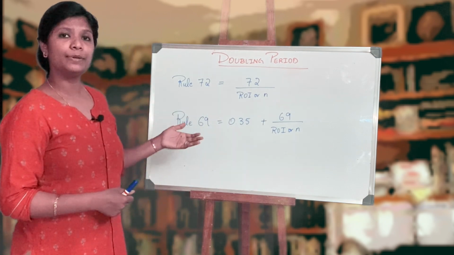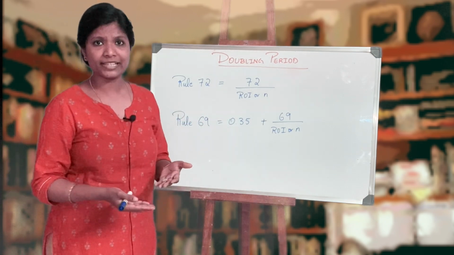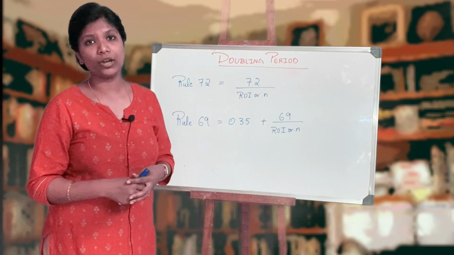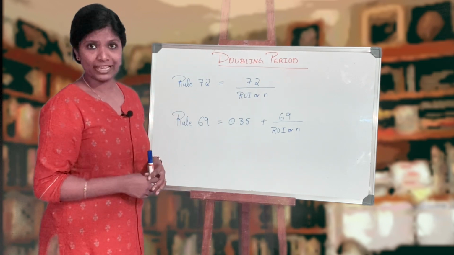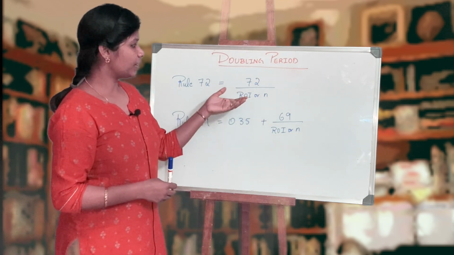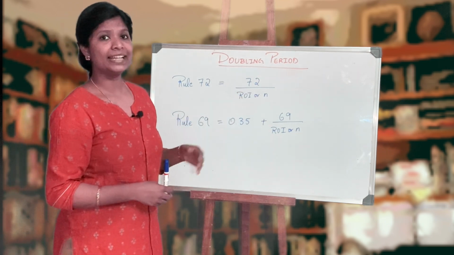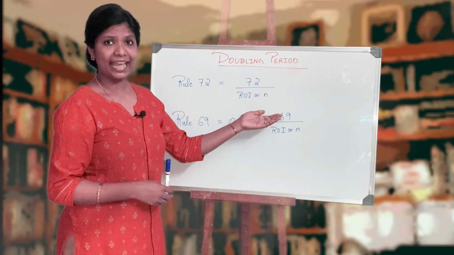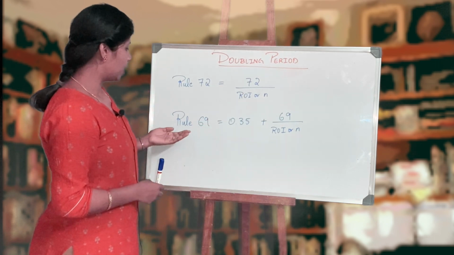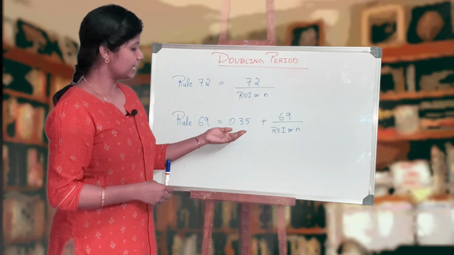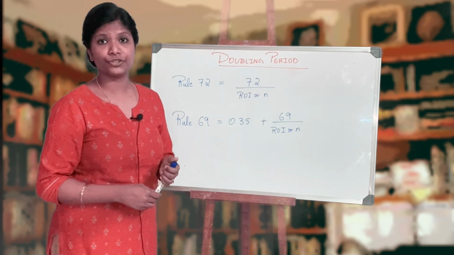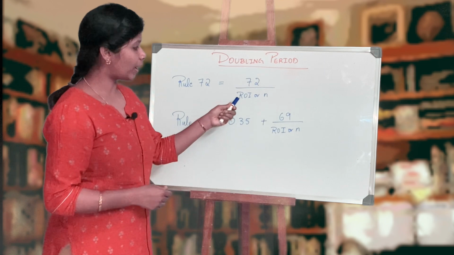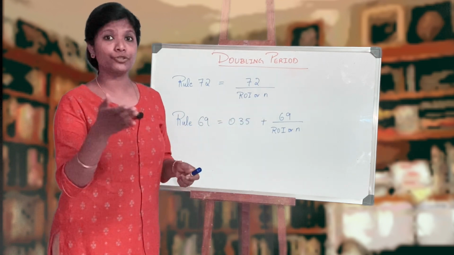Here are two simple shortcut formulas where you can find out when your investment doubles up. The first one is called Rule 72, which equals 72 divided by the rate of interest, or N, that means the number of years. Rule 69 is 0.35 plus 69 divided by rate of interest or N. Now here, why is the denominator rate of interest or N?